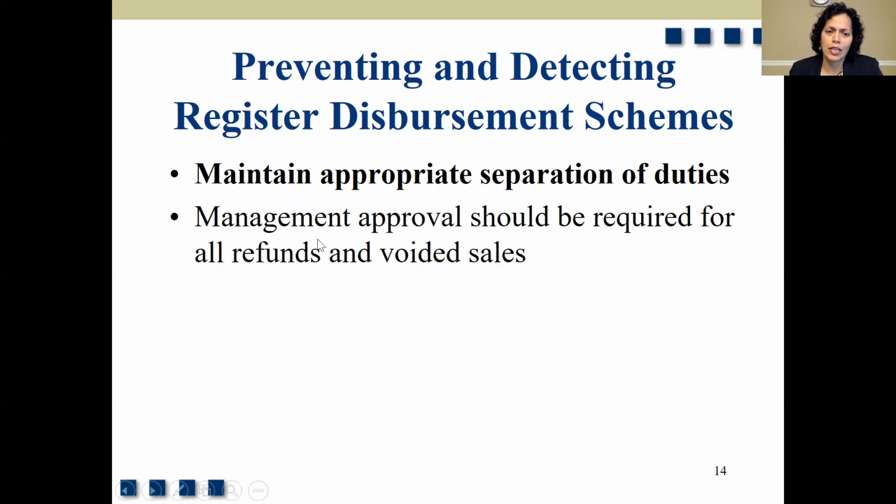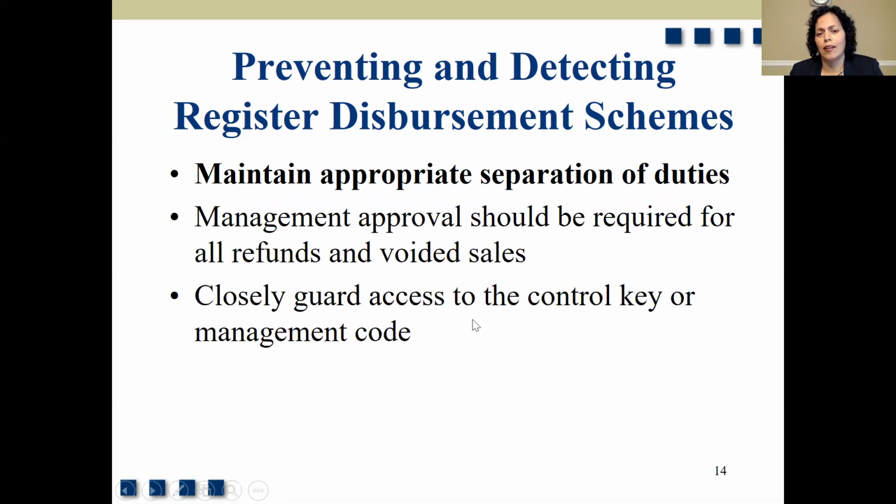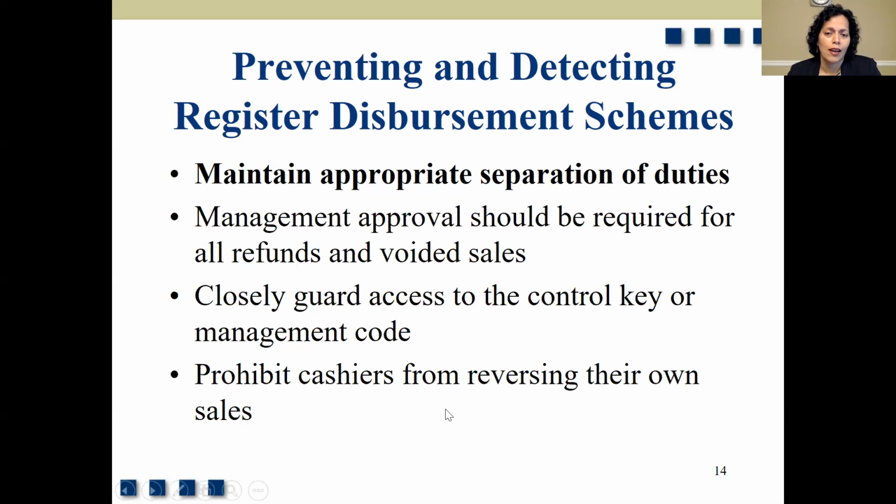So what are some of the things that we need to do? Management approval should be required for refunds and voided sales. So a supervisor has to approve those transactions. Closely guard access to the control key or management code. So typically what you'd see at a lot of retail businesses, a manager or supervisor comes in, they either scan their card or they type in a code. So they should be very careful not to share that information with anyone. Because if I know what the code is, I can just type in the code as if someone else has come and they have voided the transaction for me, given the approval.